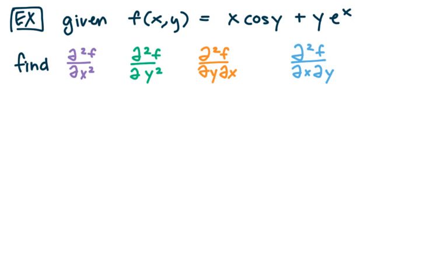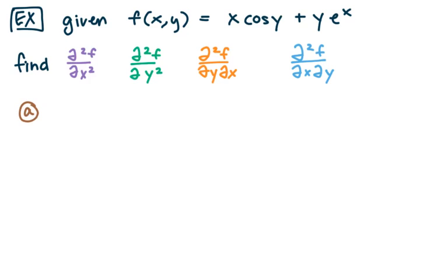All right, let's do an example. In this example, we're given a function of two variables, x times cosine y plus y times e to the x. And we are asked to find four different second derivatives. So in order to find the second derivatives, we need the first derivatives. So the first thing I'm going to do is find each of those.